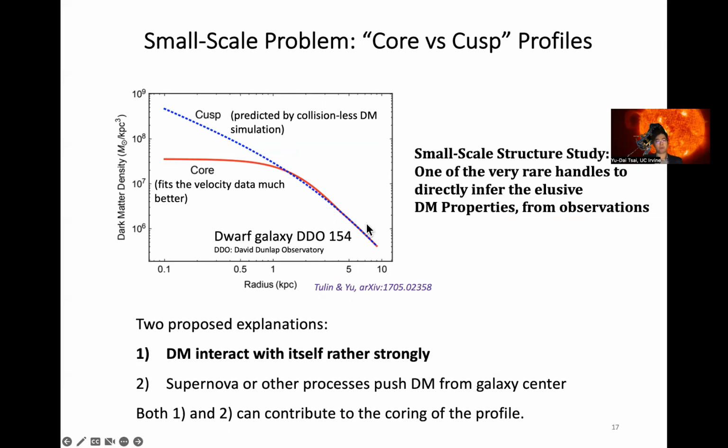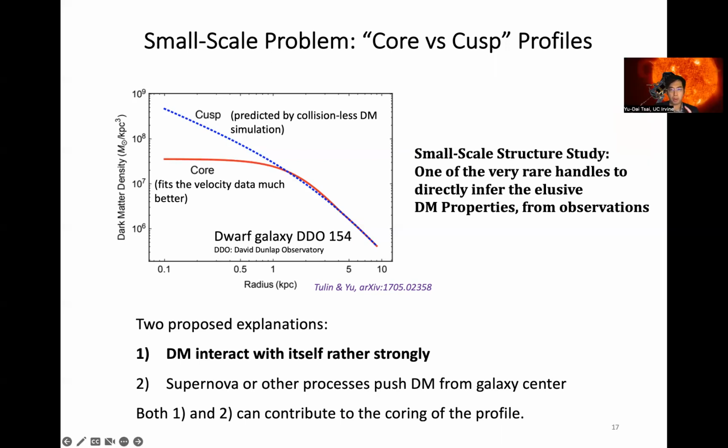And there are two proposed explanations. One is that dark matter interacts with itself rather strongly. The other one is, of course, just the standard model: you have supernovae and other processes to push dark matter from the galactic center. So both could contribute. And you can say that maybe you don't need dark matter to do anything weird for that.